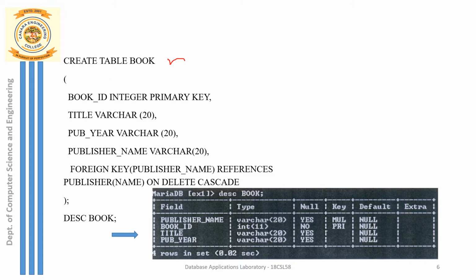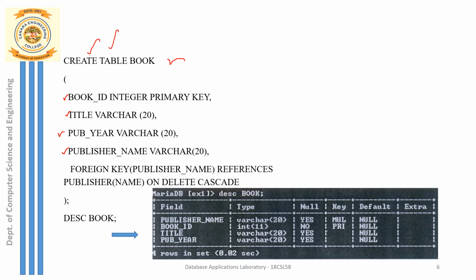Book. So here the book table is created using the same SQL command, create table. And what are the different attributes of book table? The first attribute is book ID, next is title, and the next one is publication year, and the next one is the publisher name. These are the four attributes of the table book, or of the entity book.